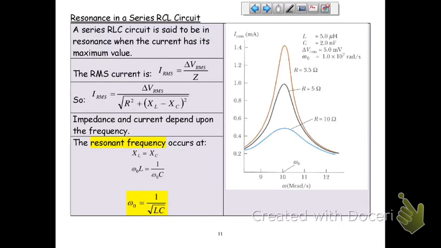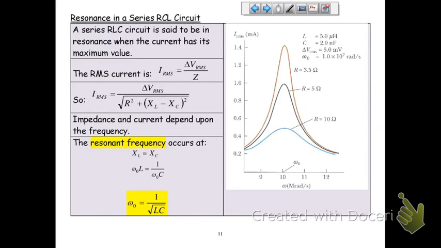We say a series RLC circuit is in resonance when its current has a maximum value. The RMS current is I RMS equals delta V RMS over Z. The impedance and current depend upon frequency. At resonance, XL must balance XC. They're not zero, but they're balancing each other. So XL equals XC, so omega L must equal 1 over omega C, and omega has to be the same because it's the same frequency.